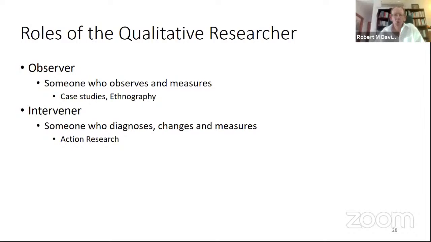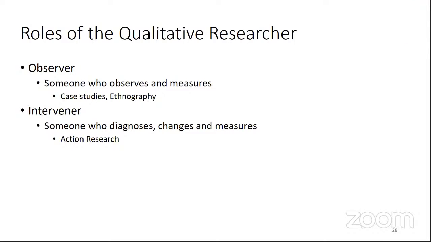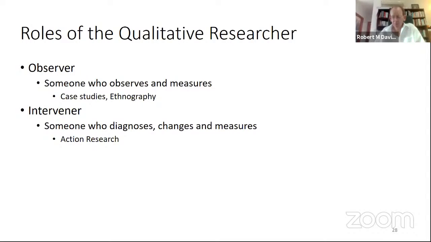When we look at qualitative research and qualitative researchers, I see 2 different types of person. One is an observer and one is an intervener. The observer is someone who is watching, who is measuring, who's looking at people, looking at things. And this is common for case studies and ethnography. The intervener is a person who is interested in observation, but also in change.